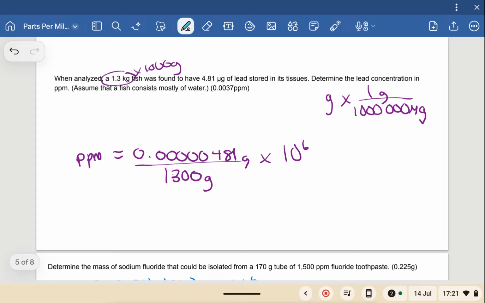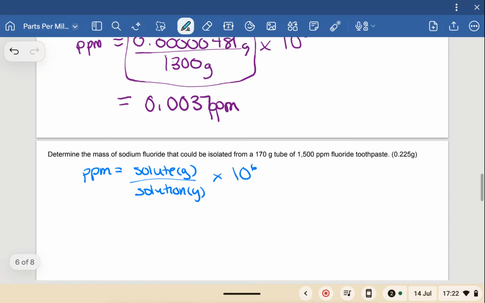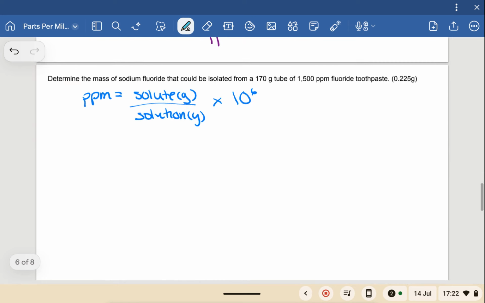So we go ahead and put that into your calculator. Again, do this part first, the fraction, times it by 10 to the exponent 6, and you should get this answer, 0.0037 parts per million, ppm.